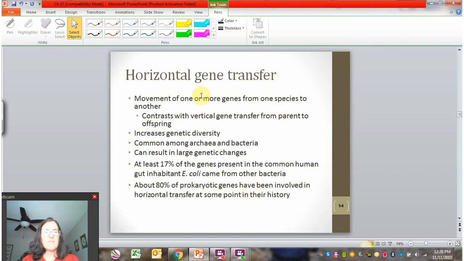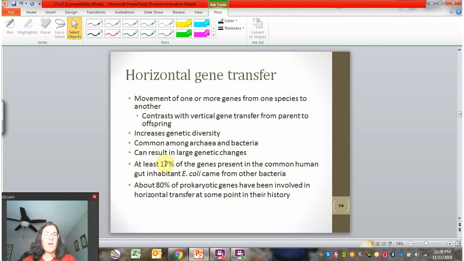The impact of this horizontal gene transfer, or this genetic exchange, is huge. It increases the genetic diversity of bacteria significantly on top of the mutations that they're getting just due to their rapid rate of reproduction. Again, we see it in archaea and bacteria, not in other organisms. And so over the period that these organisms have been around, this is causing large genetic changes in these organisms. So it has a big impact on the evolution of bacteria and archaea.